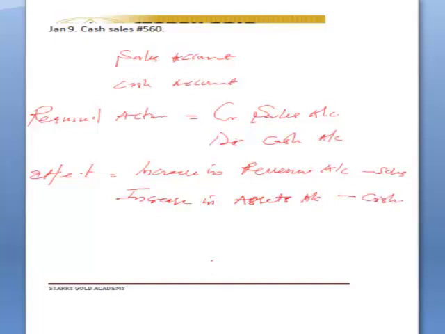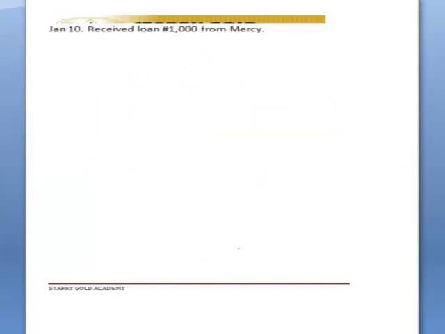Okay, so receive loan 1,000 naira from Mercy. Now look at it. It was not stated either by cash or by check. Whenever it is like this and the examiner is silent, we always take cash. Take note of that. So this is cash account and Mercy. You can say Mercy or you say loan account, whichever one stands for the second account.